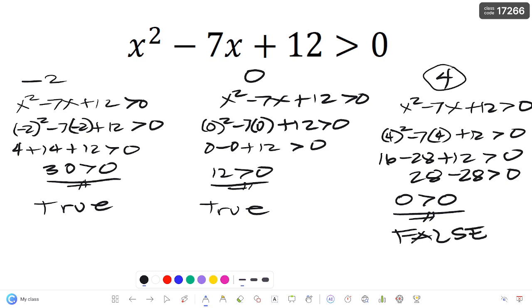Yan. So, kaya natin sinosolve yung ating quadratic inequality.